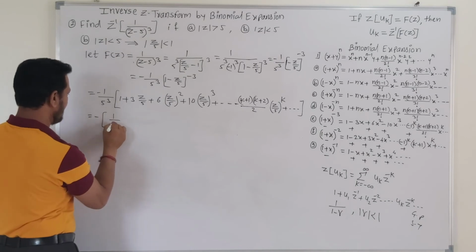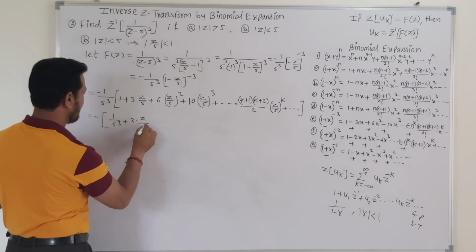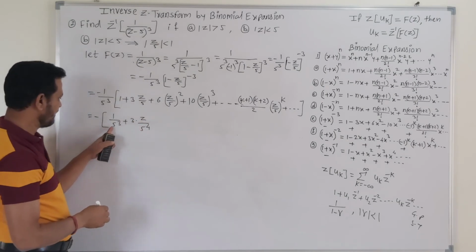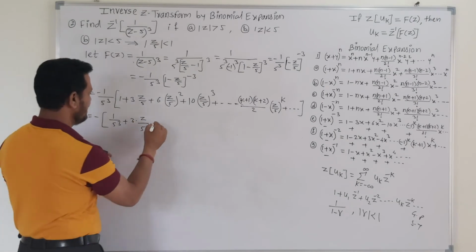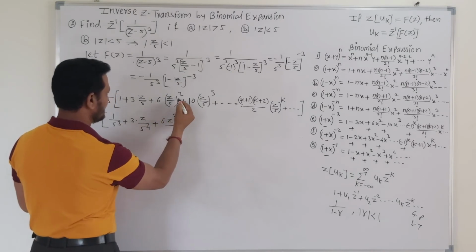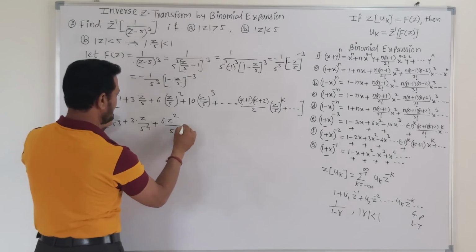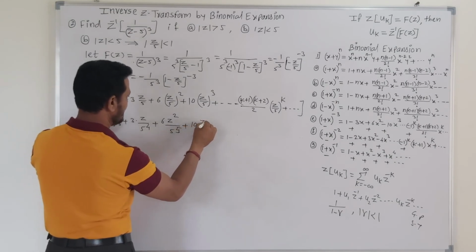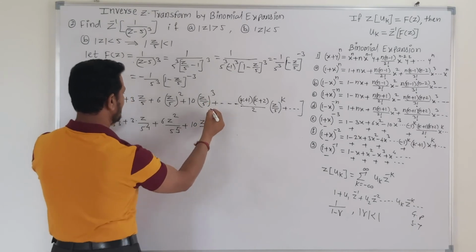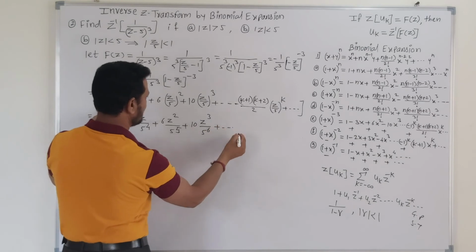Then this is 1 upon 5 cube plus 3 into z 5 raised to 4. Power of this 5 is increasing by 1. Then next is 6. Then this is z square upon z square into z cube. This is z raised to 5. Then plus this is 10 z cube upon z 5 cube and 5 cube, that means this is 5 raised to 6, and so on.